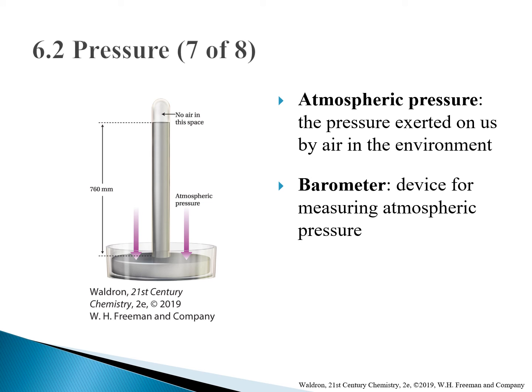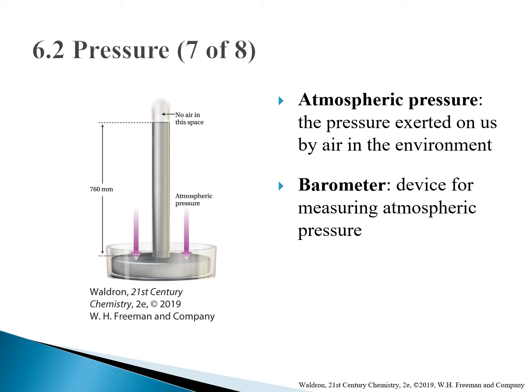Atmospheric pressure is the pressure exerted on us by air in the environment. It fluctuates constantly. How is atmospheric pressure measured? Scientists use a device called a barometer, as shown on the left. The setup of this device is very simple.